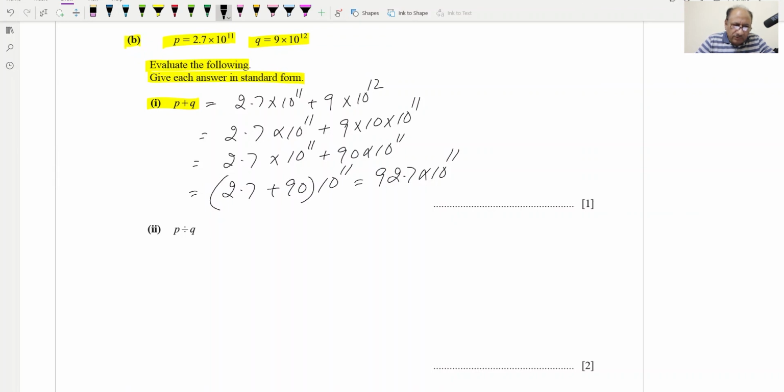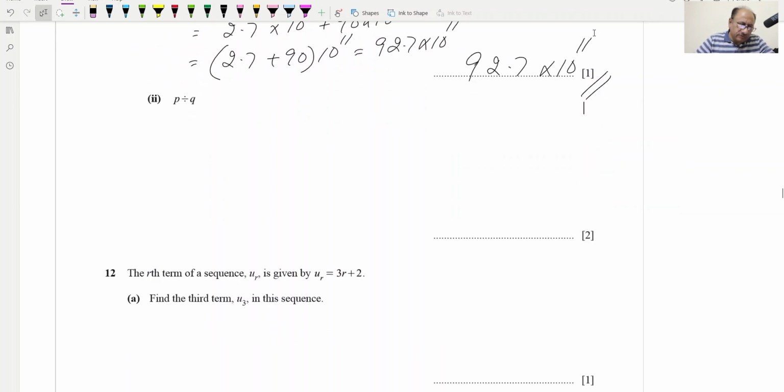So it will be 92.7 into 10 raised to the power 11. This will be the answer for 1 mark. Hopefully you understood this. Now the second part is saying P divided by Q.